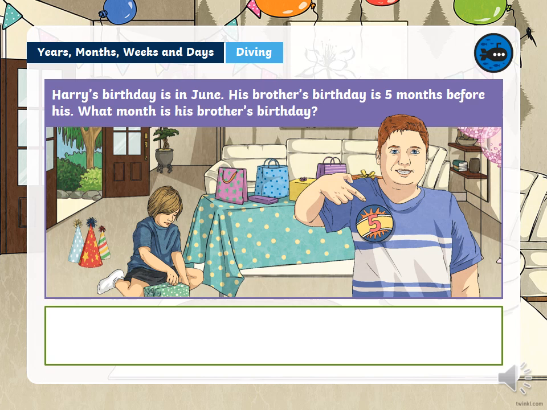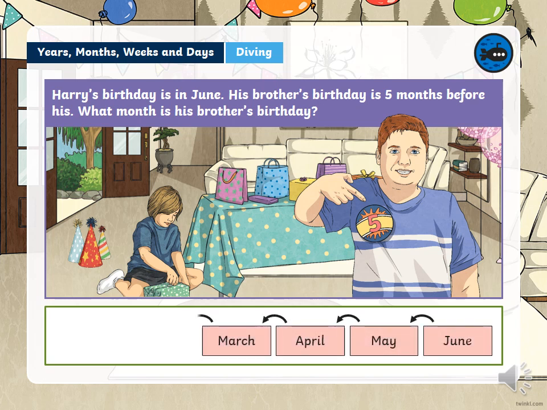You can use your fingers if you are confused. Using your fingers, count all the way up to June. So what month is June? January, February, March, April, May, June. June is the 6th month. His brother's birthday is 5 months before his, so count down or take away 5 and then you'll be able to figure out when his brother's birthday is. Pause the video to work it out. Okay, so June, and then we go down 5 months and it comes to January.